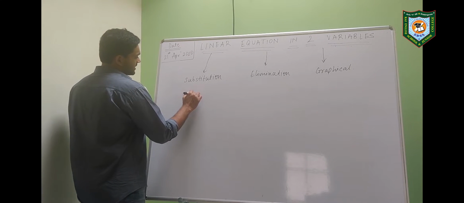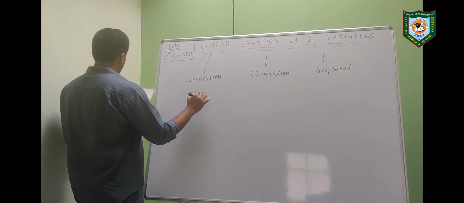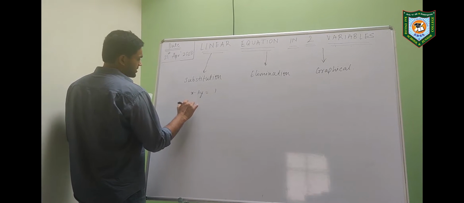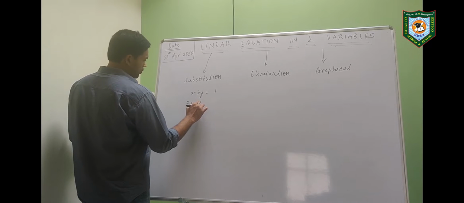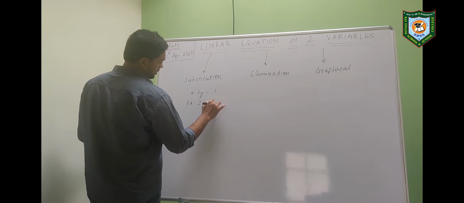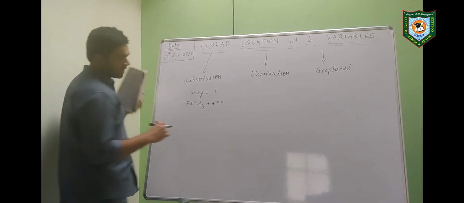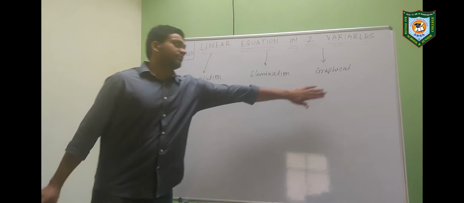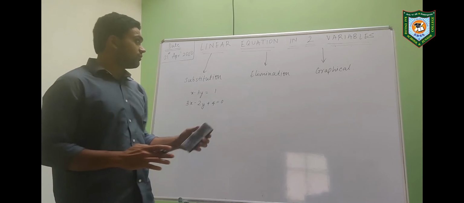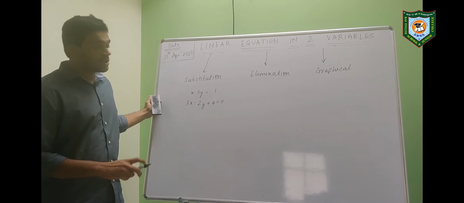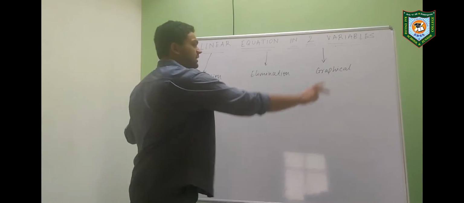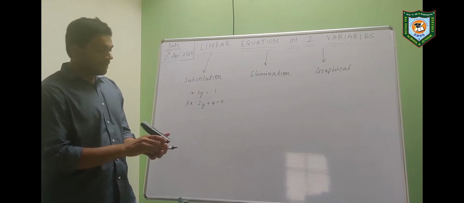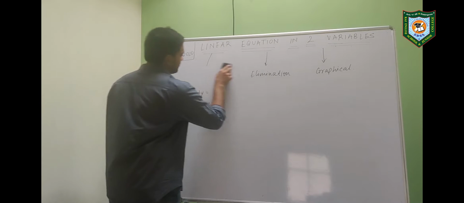In this, I have x minus 3y is equal to 1 and 3x minus 2y plus 4 is equal to 0. So I have my two equations. For anybody wondering why we have not learned the graphical method of solving linear equations yet, it is because it comprises practice set 1.2. Initially we'll be completing practice set 1.1 and then we will move on to the graphical method.